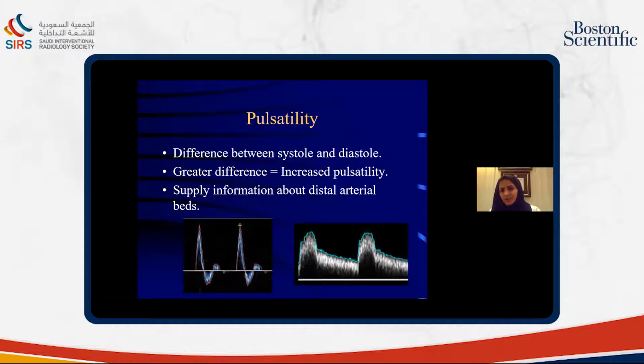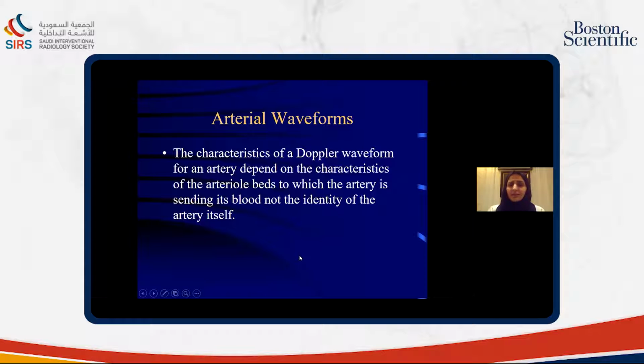This is the difference between systolic and diastolic. A greater difference increases pulsatility and supplies information about distal arterial beds in between both pulsatile waveforms. Arterial waveforms: the characteristic of the Doppler waveform for an artery depends on the characteristic of the arterial bed to which the artery is sending blood, not the identity of the artery itself. Flow that goes to an organ is different from flow that goes to the extremities.